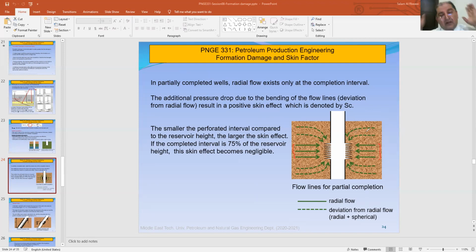And again, the skin factor is what? It is the additional pressure drop, no more than that. So when we have extra pressure drop because of something, this could be part of the skin factor.